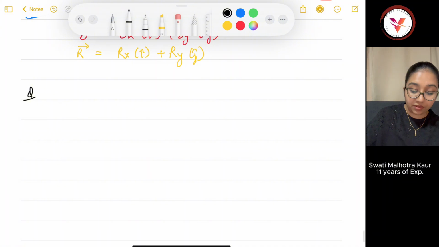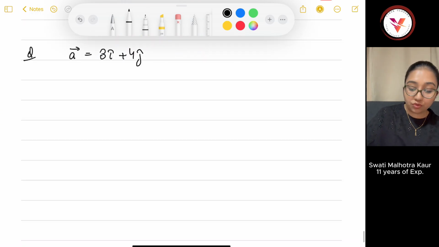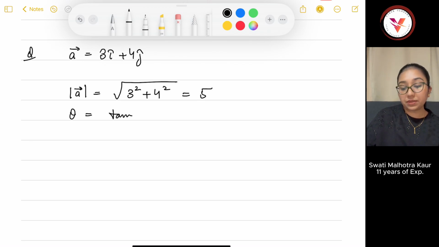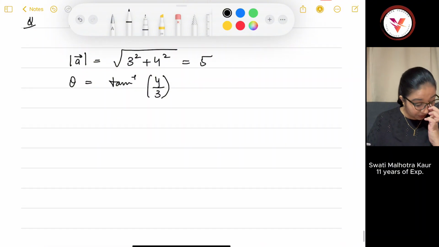Now let's do something. Let's say you have a vector which is 3 i cap plus 4 j cap. You have to calculate its magnitude and direction. For the magnitude, all you have to do is simply square it: 3 square plus 4 square, that is 9 plus 16, that is 25. It is simply 5. And for the direction, you can use theta equals tan inverse of the y component by the x component, that is 4 by 3. As simple as that.